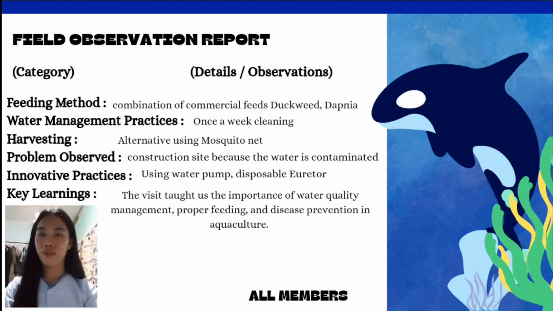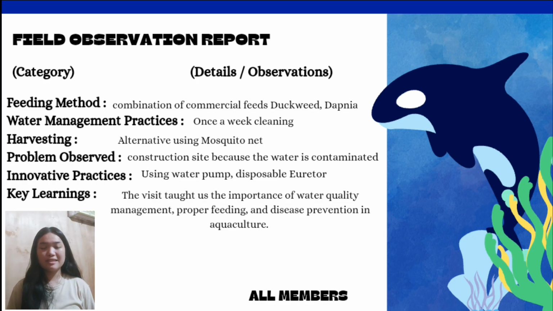So let's proceed to the feeding method. During our observation, they use a combination of commercial feed, duckweed, and daphnia, which is the natural food served to the fish that they are culturing. And the next one is water management practices. They told us, the facilitator, that once a week they clean the water when it is dirty. For harvesting, they use an alternative method using mosquito nets, which helps collect the fish efficiently without harming them.